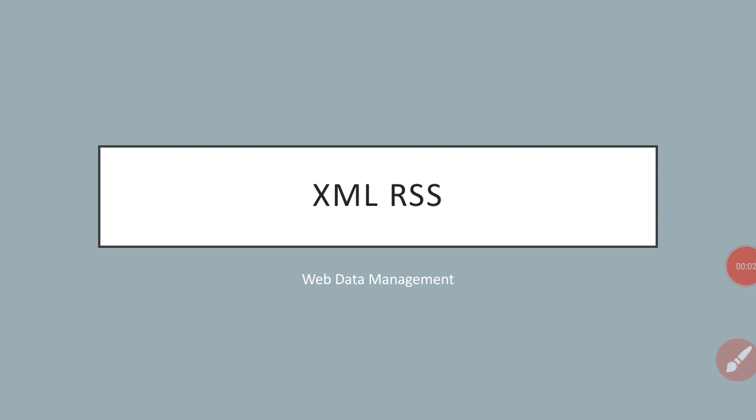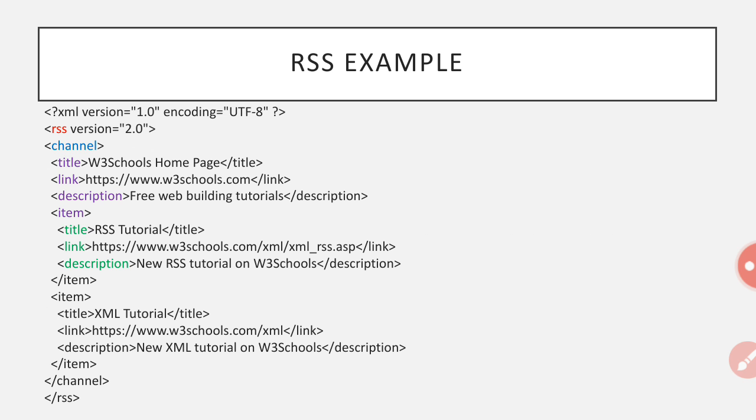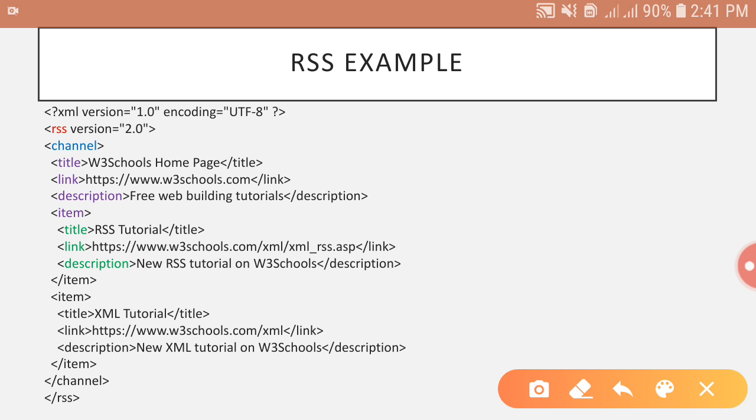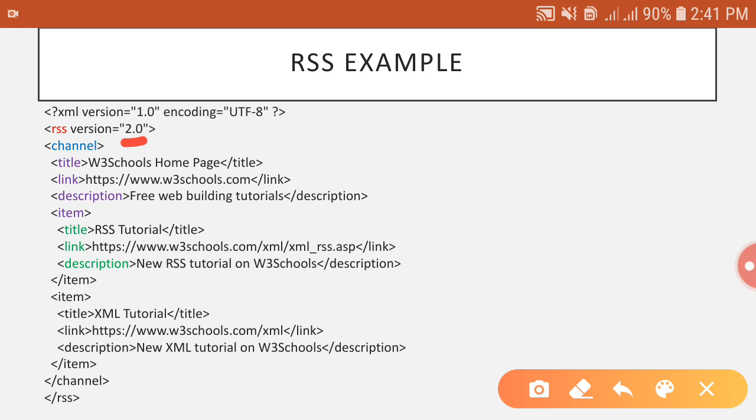Hello everyone. In the last video we have seen an example of an RSS document, right? This one. In this video we will see it in more detail. An RSS document is enclosed with the RSS and /RSS elements. Then there is one channel element, and in the channel element there are title, link, description and one or more item elements, right?